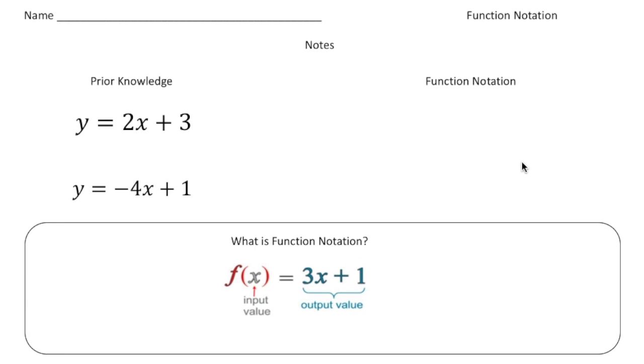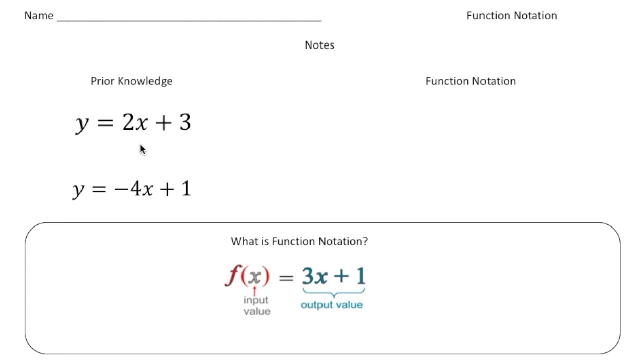Function notation is basically a way to indicate that an equation is a function. Down here is an example of an equation written in function notation. We have f of x equals 3x plus 1. Up here under prior knowledge, you probably recognize these equations as being written in slope-intercept form. Basically we know that these are functions.